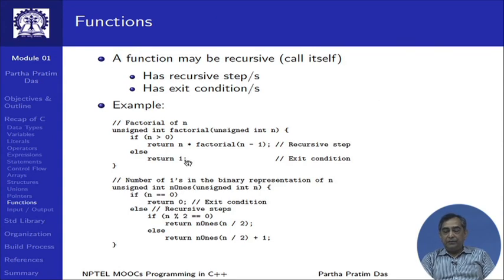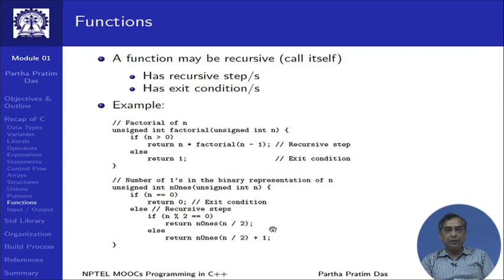Functions can be recursive. I am sure you all have seen this. We all have seen factorial functions like this, or the very famous Fibonacci function, which uses 2 recursive calls. You have seen merge sort, you have seen quick sort. These are all very typical examples of recursive functions. Any recursive function will have a recursive step and one or more exit conditions to end the recursion.